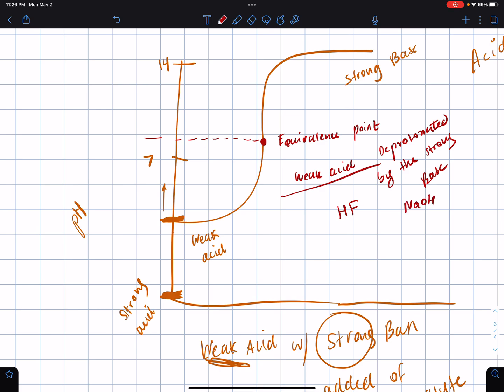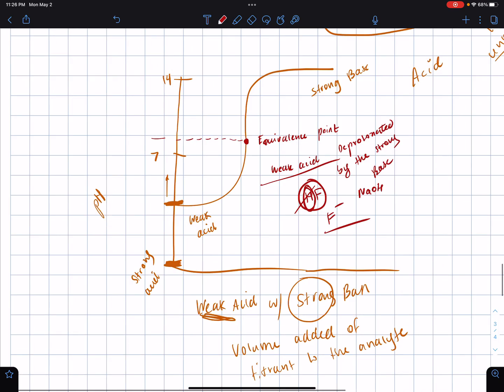NaOH. In this situation, we know that that hydrogen there, that's gone. We're just left with the conjugate base, which is an F- ion, a fluorine ion. And that's what's happening at the equivalence point. We have completely deprotonated our acid.